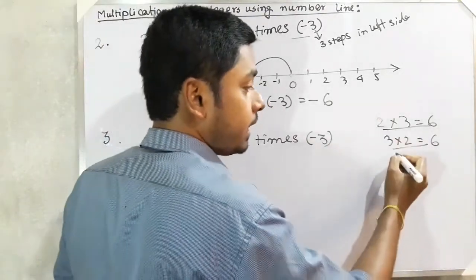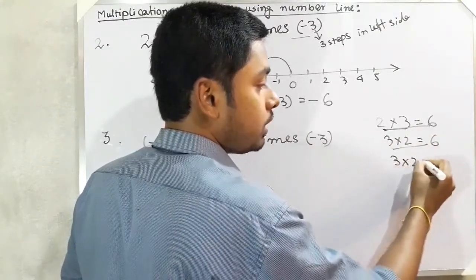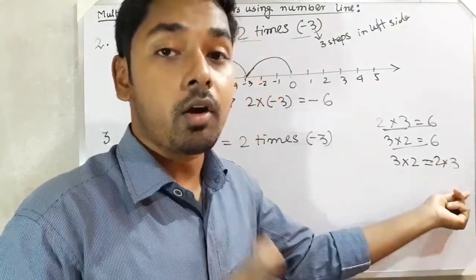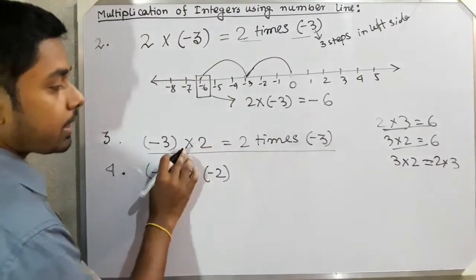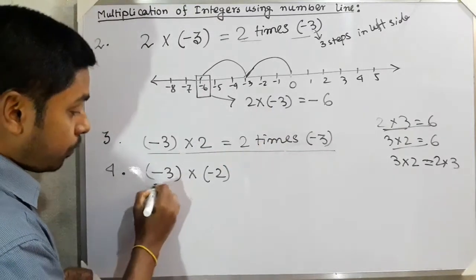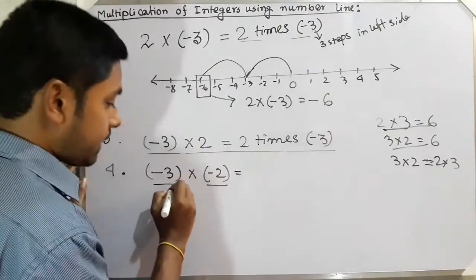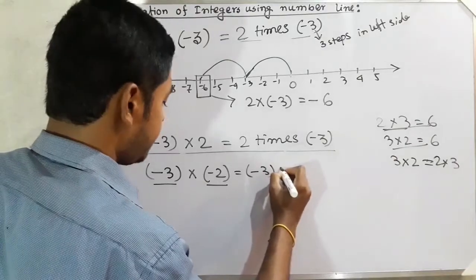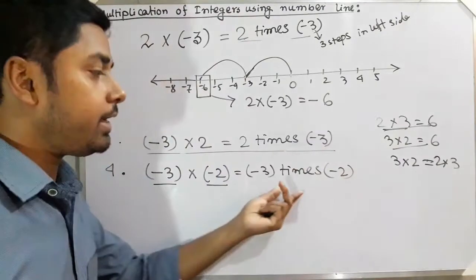And also we can tell this is the commutative property. Commutative property: 3 into 2 is equal to 2 into 3, a into b is equal to b into a. So that we can write this thing as this. Okay. Now whenever you will have both of the negative integers, then what can we do? In this case we can write it like this.